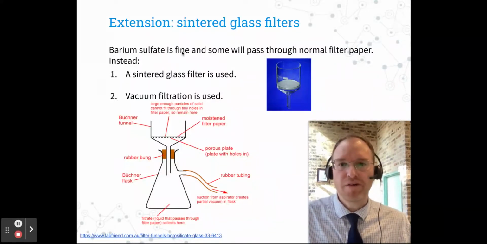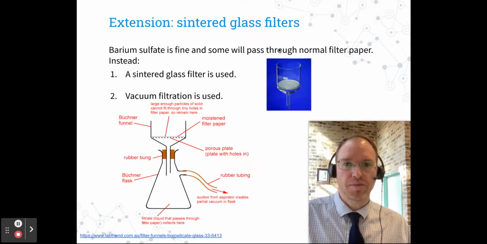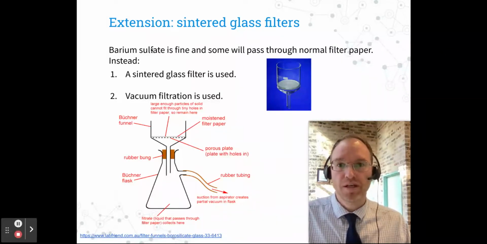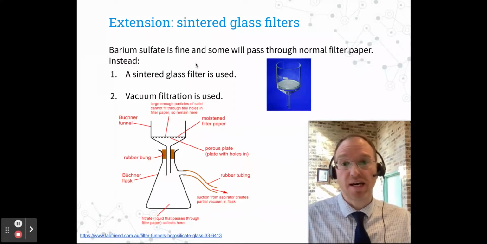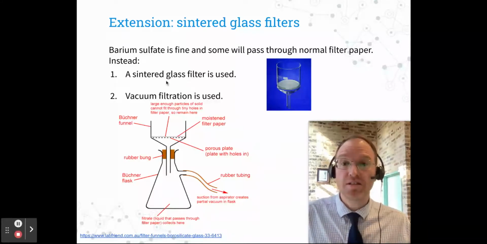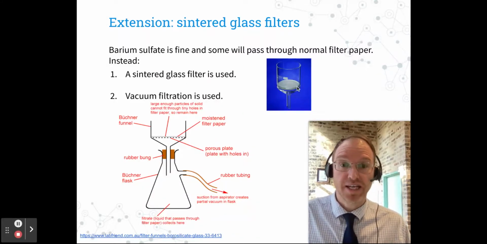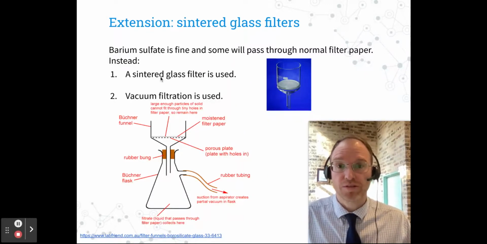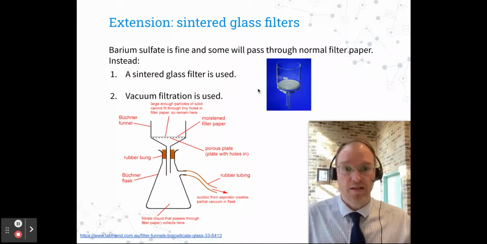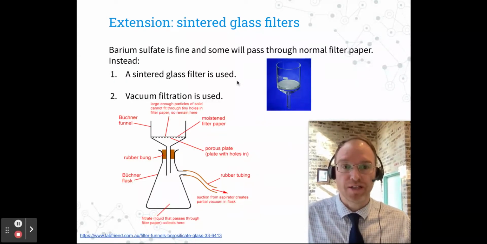Barium sulfate is very fine, and often some of it can pass through normal filter paper. So if we were doing this, a laboratory technique that's used here and in other places is to use a sintered glass filter. It is actually made of fine glass that's joined together in a process called sintering, and that gives a much finer filter so that you can filter things like barium sulfate.